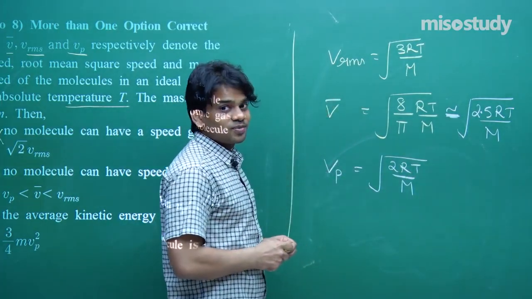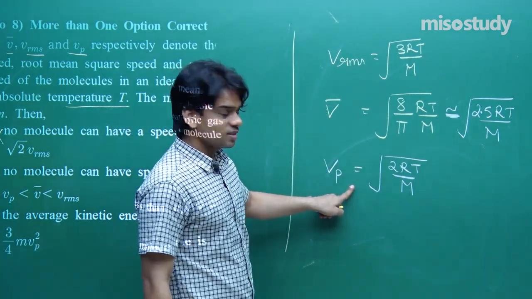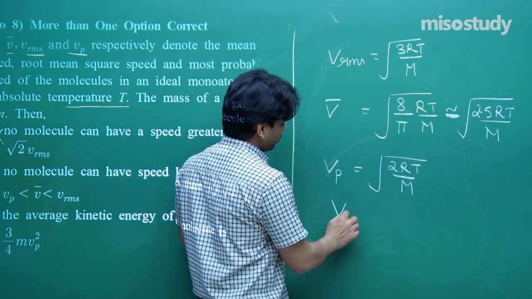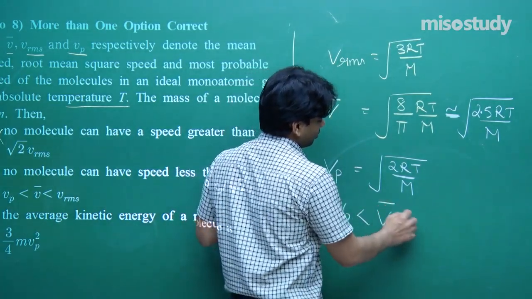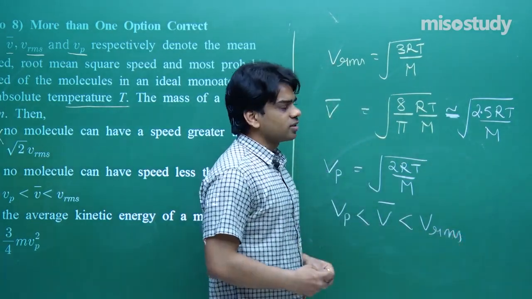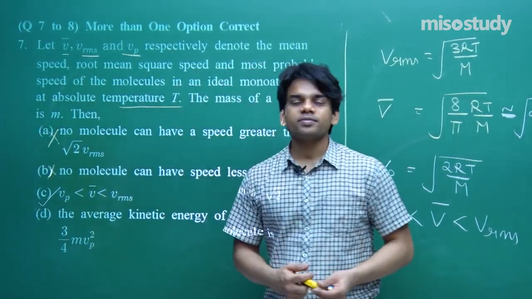So we are getting VRMS is the highest, then V bar, then Vp is the lowest. So most probable speed is the lowest, as you can see. So the relation will be Vp, then V bar, and then VRMS. So this is a relation between all the three speeds that I have given you.